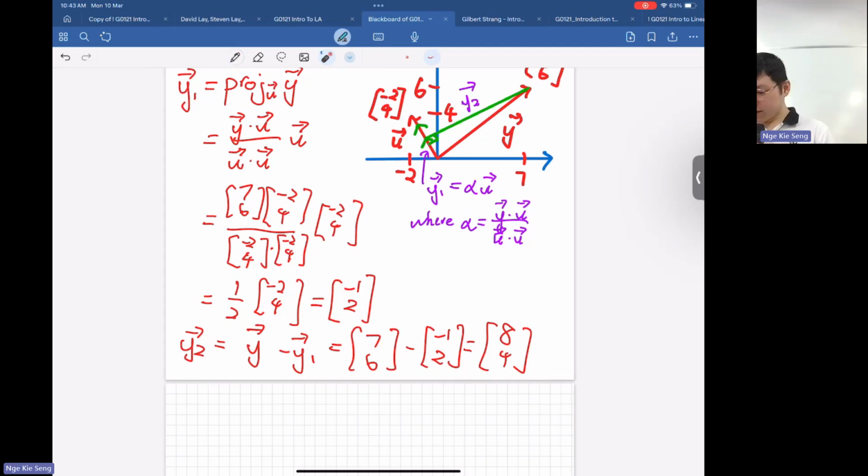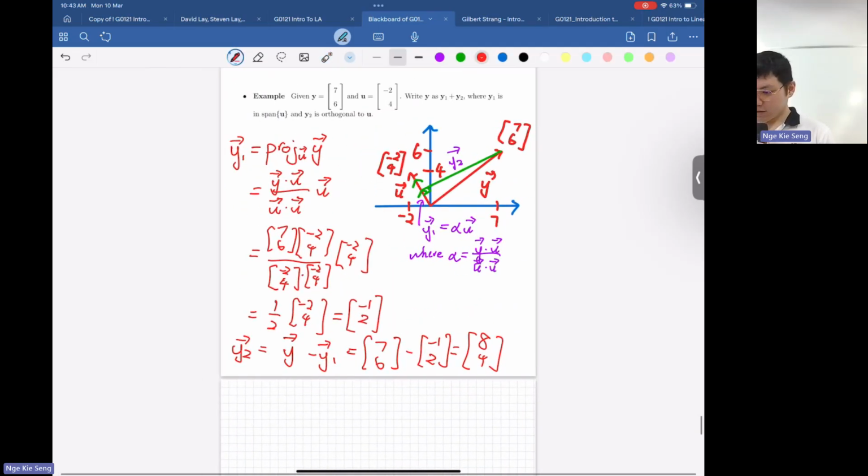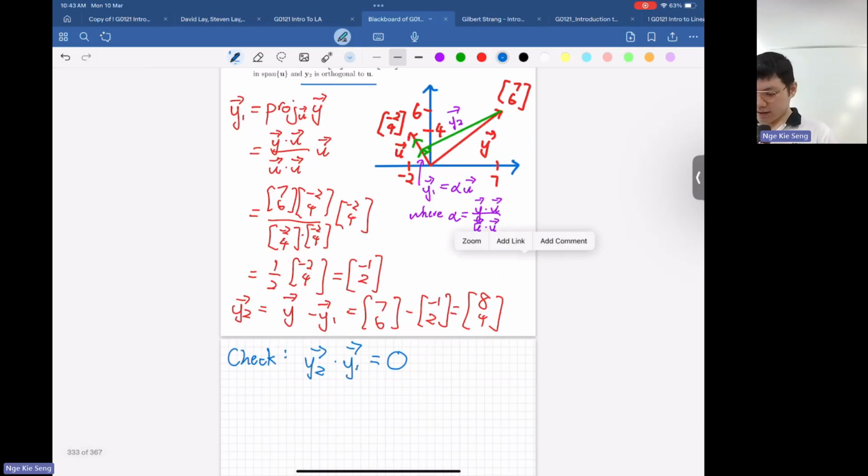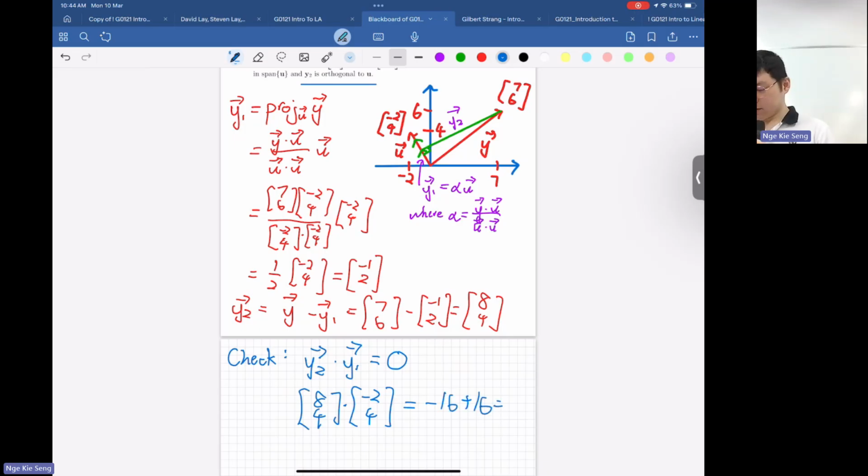Okay, so what else can you check here, whether something is correct or wrong? One check you can make is whether your y2 dot your y1 is 0 or not, because you want them to be orthogonal, right? Because you want y2 to be orthogonal to u, so orthogonal to every scalar multiple of u. In this case, you can see that (8, 4) dot (-4, -2, 4) equals -16 plus 16, which equals 0.